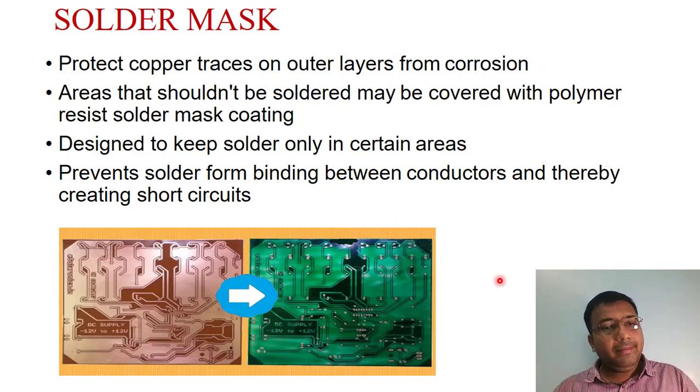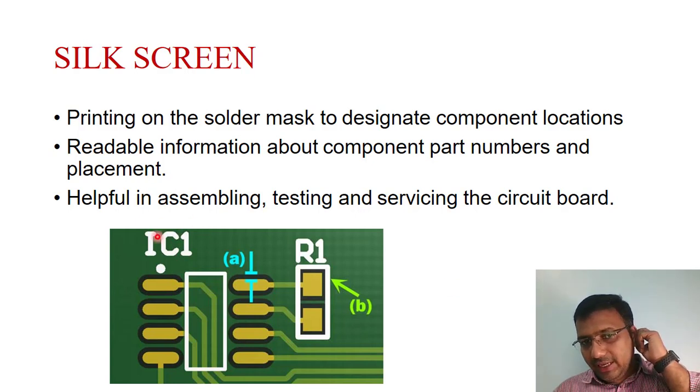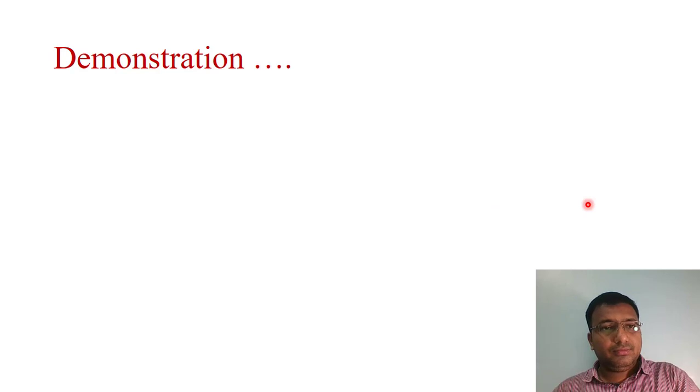Okay. So it's a 2-layer PCB. Then top screening. As I told you, the naming of these things is known as top screening. So here it is R1, IC1. This is top screening. It's a color that gives you readable information about component part numbers and placement, helpful in assembling, testing and servicing of the circuit board. Okay, so we'll see a demonstration of the PCB now.